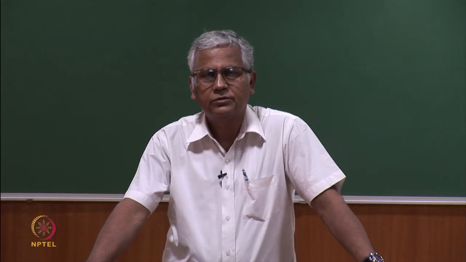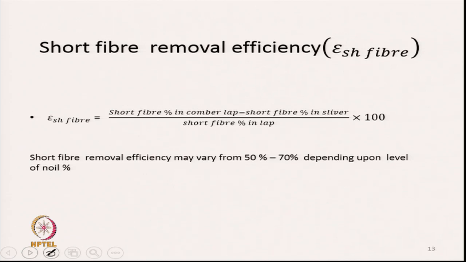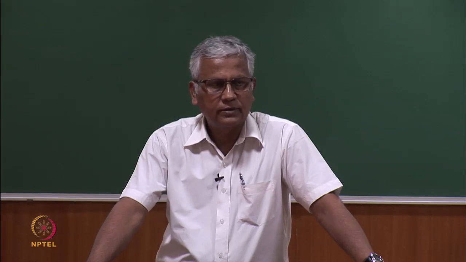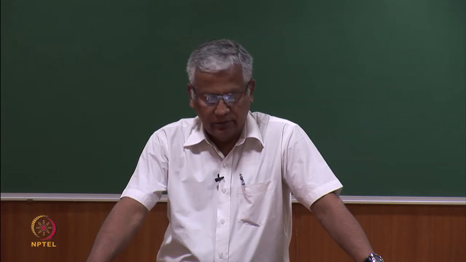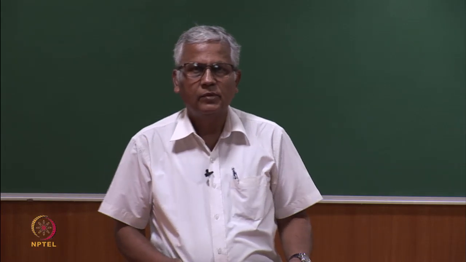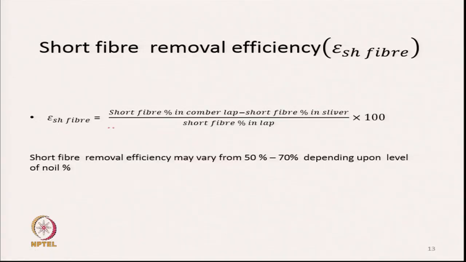The other thing in which we will be interested is the short fiber removal efficiency of the machine. The machine has been primarily designed to remove short fibers. That is the purpose of the combing machine, main purpose is. Therefore, we must try to assess the performance by knowing also what is the short fiber removal efficiency, and that we can write as short fiber present in comber lap minus short fiber present in sliver, divided by short fiber percentage again in the comber lap, into 100.